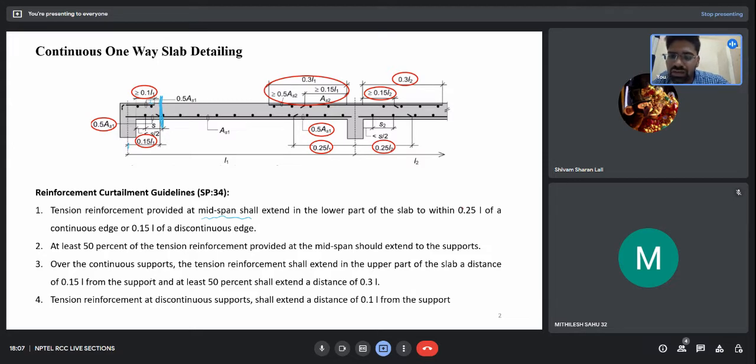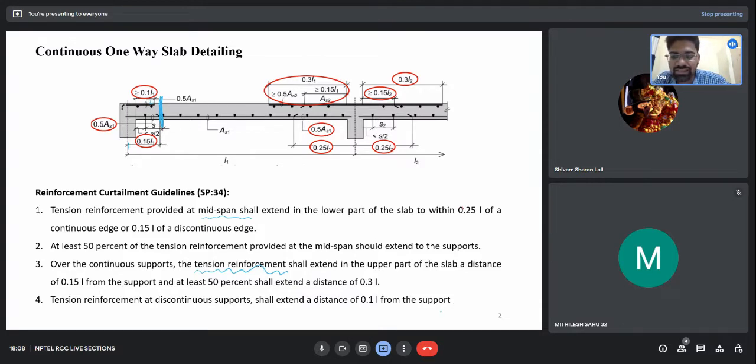Third point, it says over the continuous support, the tensile reinforcement shall extend in the upper part of the slab a distance of 0.15 L from the support, and at least 50% shall extend up to a distance of 0.3 L. So this is the continuous edge. The tensile reinforcement in the upper part means I am talking about the bars which are resisting negative moment. Here you can see the bars should extend up to a distance of 0.15 L from the edge, and about 50% should extend about 0.3 times L.